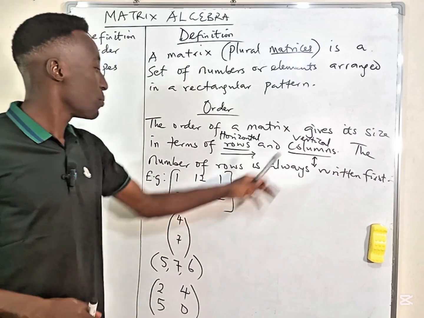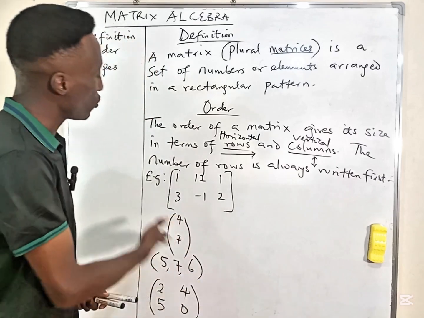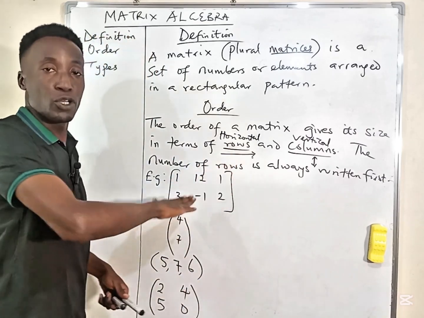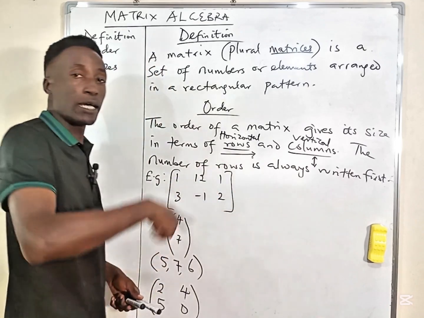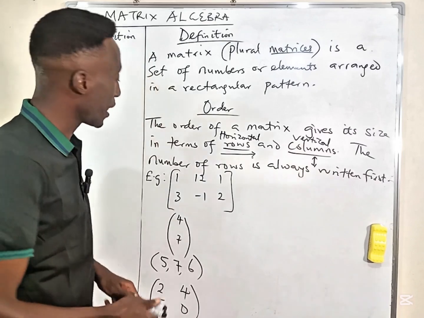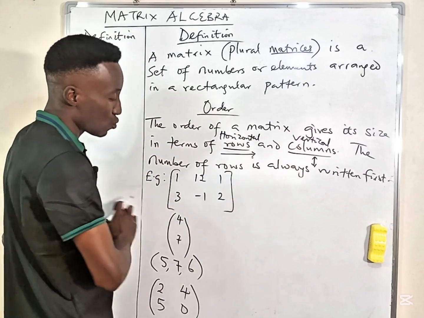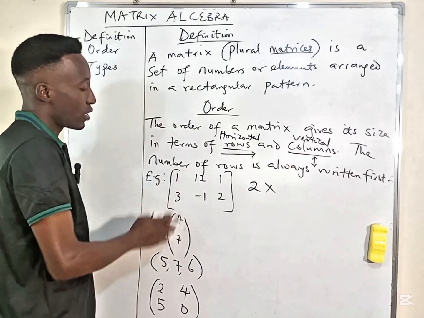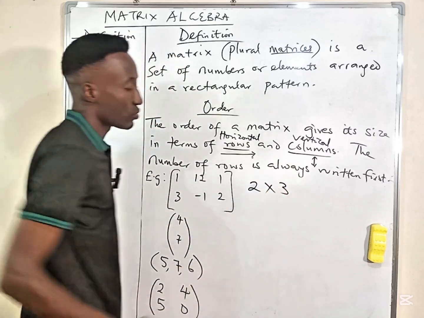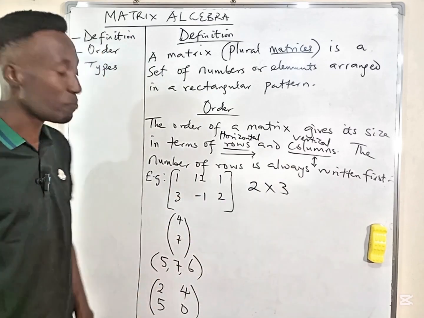Now, the number of rows is always written first. How do you name a matrix? You name it from the row before the column. You count the number of rows, and then you count the number of columns. Like this, if I'm to give the order of this matrix, you have 2 rows. How many columns? 1, 2, 3. 3 columns. So this is a 2 by 3 matrix.